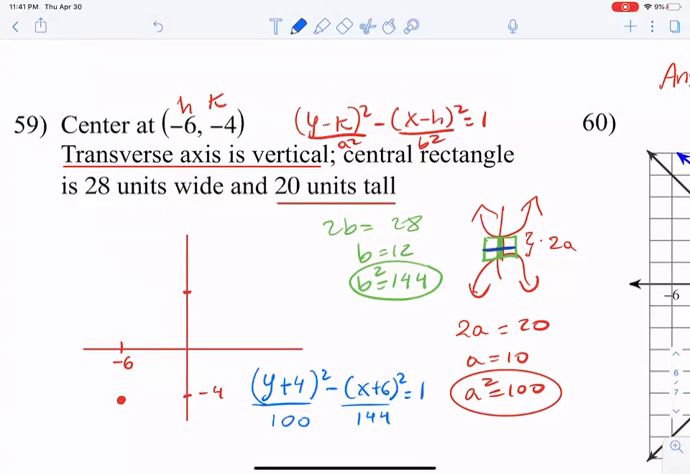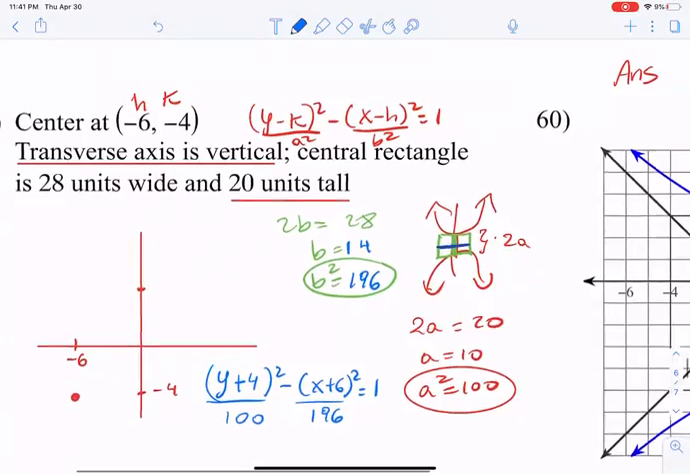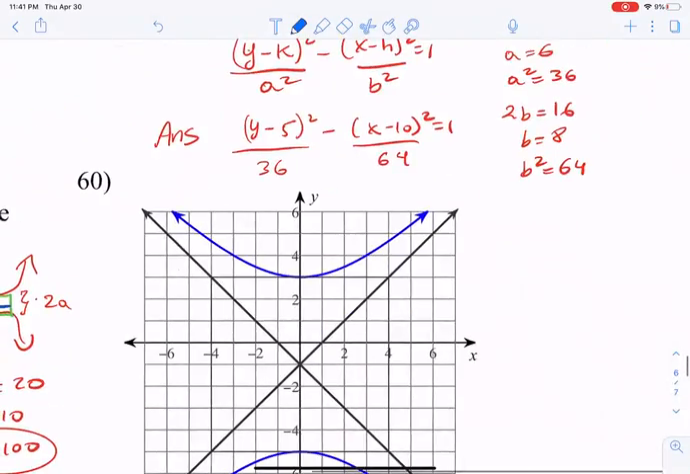The central rectangle is 28 units wide. Oh, of course, this is 14 though. This is 14 and this is 196. I'm sorry, I made a computation error. So this is 196. Be careful when you're computing, especially when you rush a little bit. Don't rush too much, especially if you're taking a test. So this is 196. Okay, next problem. And now it's right.